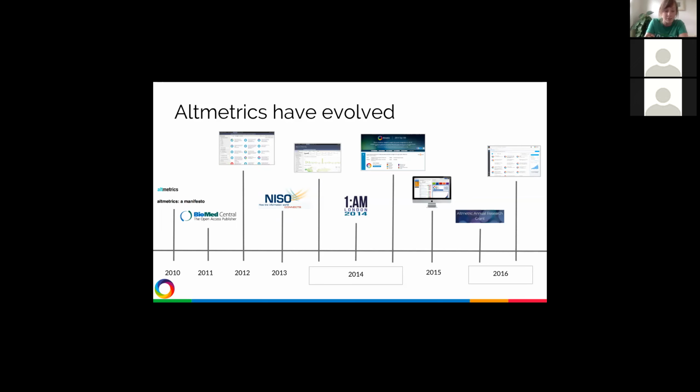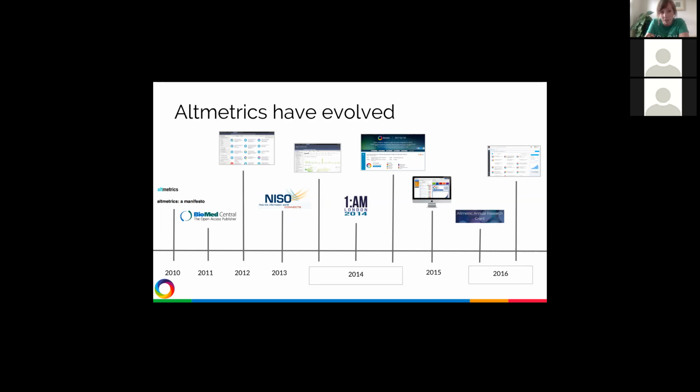In 2011, BioMed Central actually became the first publisher to add the Altmetric badges to their article pages. And then from there, in 2012, we released the first version of the Altmetric Explorer, the database product that many of you will be familiar with. New versions were released in 2014 for institutions, and then an upgrade to both the institutional and the publisher version in 2016, and then earlier this year in spring 2017.